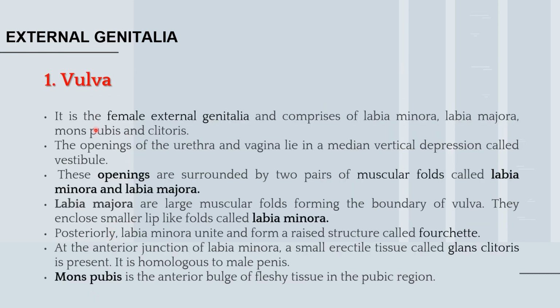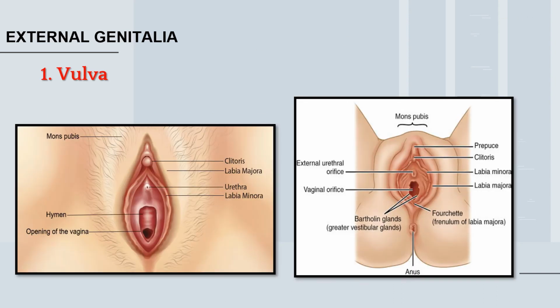So starting with the external female genitalia, the very first part is the vulva. So the vulva refers to the external female genitalia, which comprises labia majora, labia minora, mons pubis and clitoris. As you all can see in this particular image, this image refers to the vulva, which refers to the external female genitalia. So it comprises the mons pubis, labia majora, labia minora and clitoris.